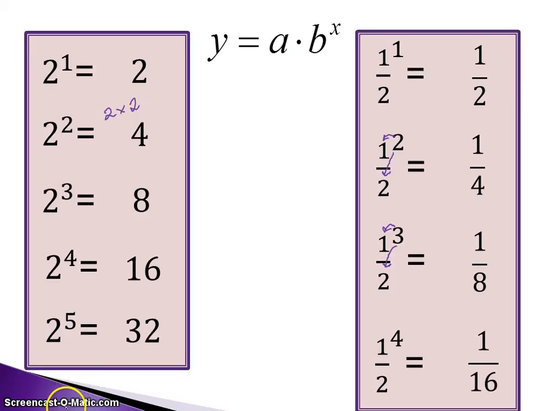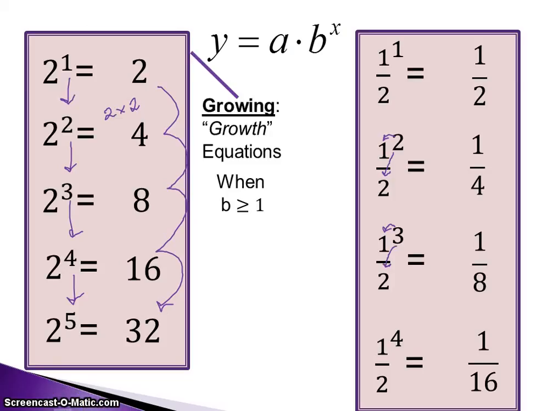When we look at the relations that we have between these two, and we look at the 2's on the left, we notice that as the power goes from 1 to 2 to 3 to 4 to 5, the answers in return also are increasing. These are our growth equations, okay? And that's going to be when that b, that number that's attached to that x, is greater than 1. And for this example, that b was 2.